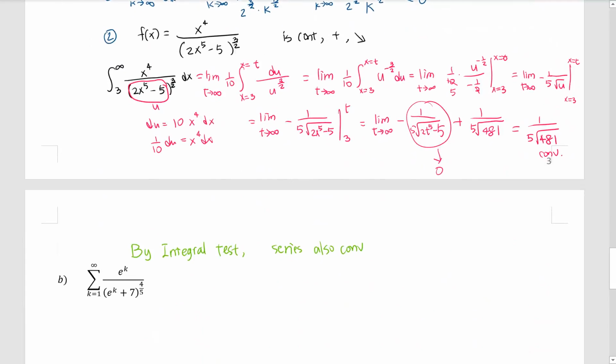Let me see. Am I able to move this on the top? Okay. Okay, I can do it later.